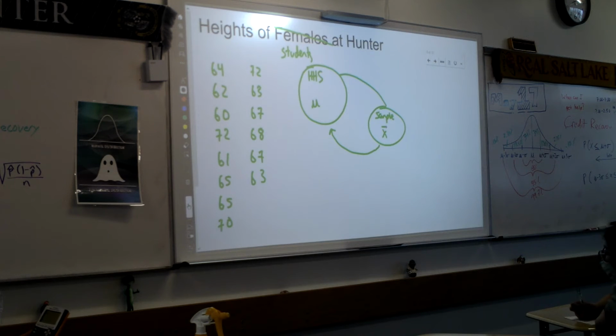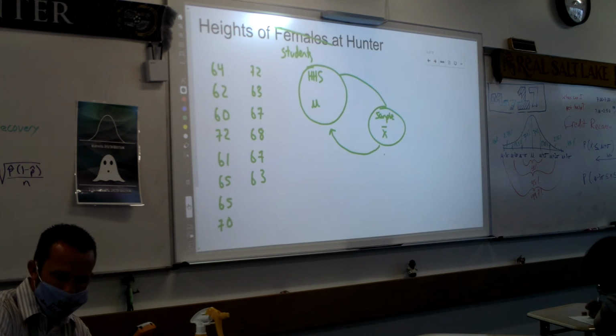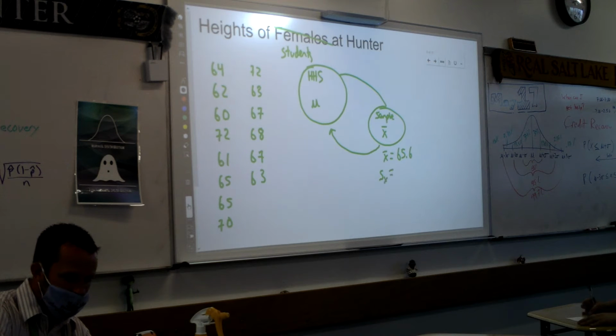So 64, 62, 60, 72, 61, 65, 65, 70, 72, 63, 67, 68, 67, 63. Awesome. Is that 14? 2, 4, 6, 8, 10, 12, 14. Great. So now I'm going to use my calculator. And what I found was that our sample mean here was 65.6, and our standard deviation is 3.9.